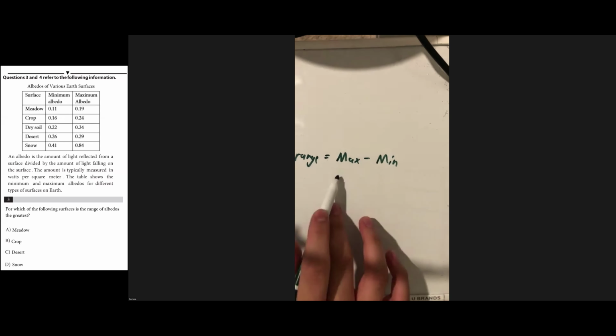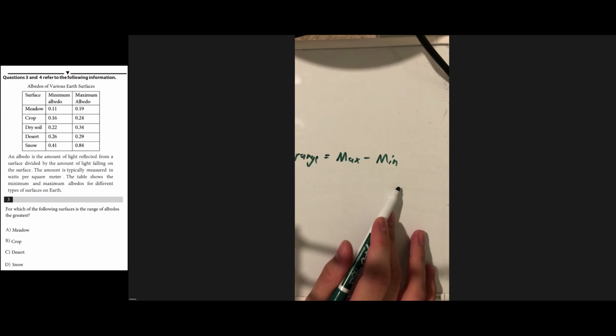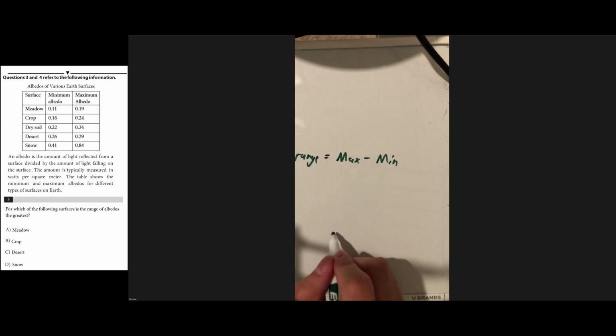Okay, so for this one, we're given a graph, or not a graph, a table, and it asks for which of the following surfaces the range of albedos is the greatest. And so the range is just the maximum value minus the minimum value. Just looking at the graph, we can pretty easily tell that the correct answer would be snow, or answer choice D, just because it has the largest difference between the max and min numbers. The others are around 0.1. Some of them are a bit higher, some are a bit lower, while snow is a much larger difference. Okay, question 4.